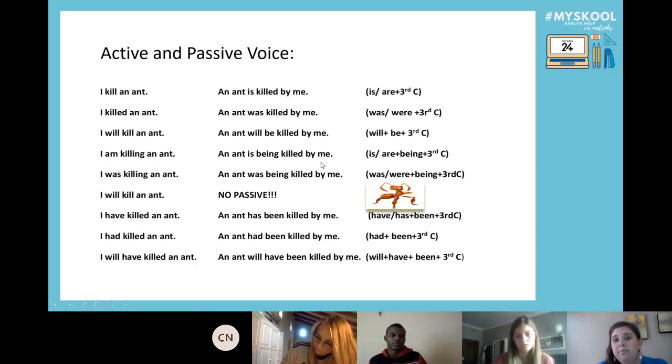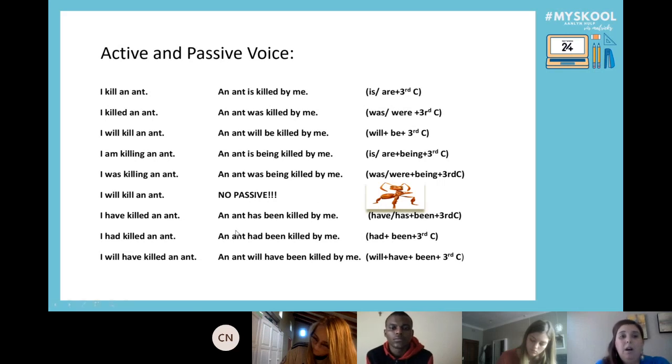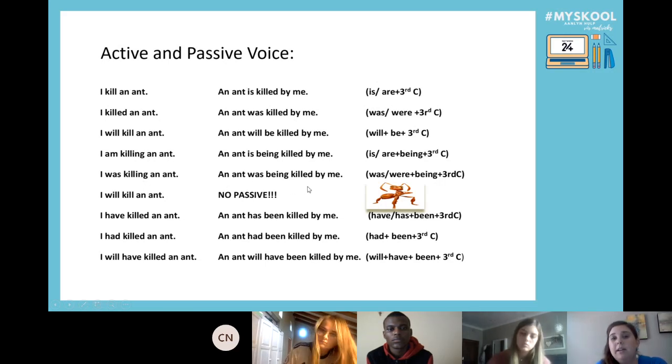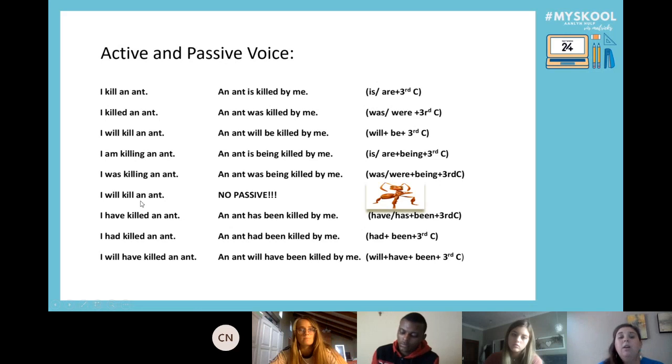An ant is, because it's still just one, being killed by me. Do you see how you use the little recipe to form a passive? I was killing an ant: was, because it's past, here it shows you it's past, was being, because you have to go somewhere with the ing, killed by me. The recipe here is was or were plus being plus third column.